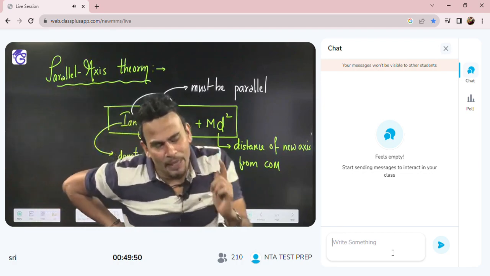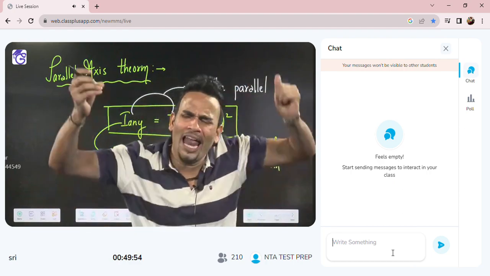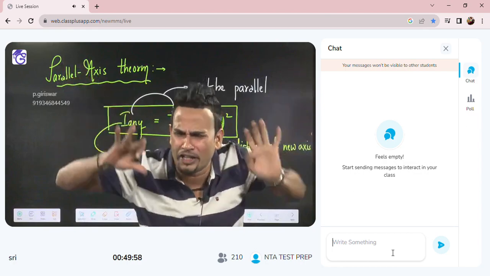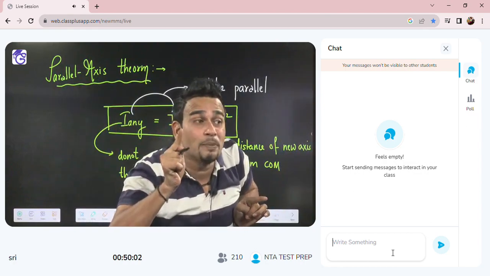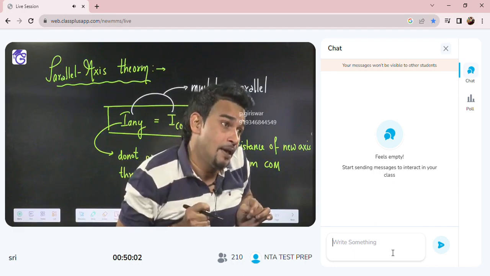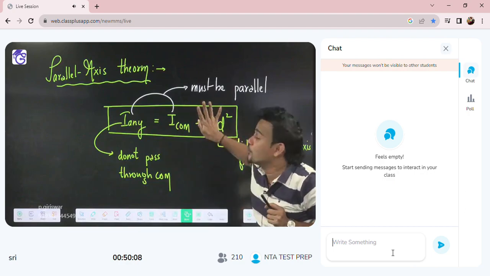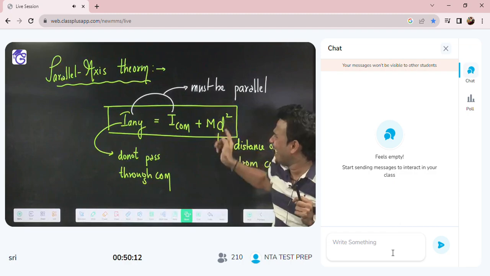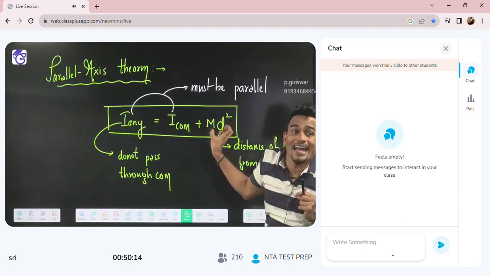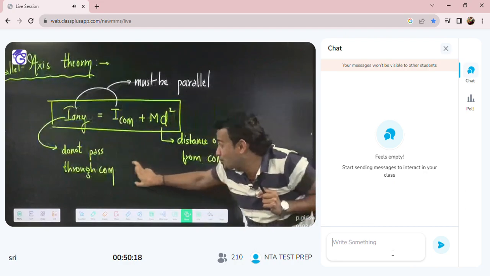If I am the body, through my body 100 axes are passing, all axes will have different moment of inertia, but moment of inertia will come minimum about the axis which will pass through center of mass, because about center of mass you will get moment of inertia only ICM. For any other axis you have to add extra Md square. Pay attention to what I am trying to tell.